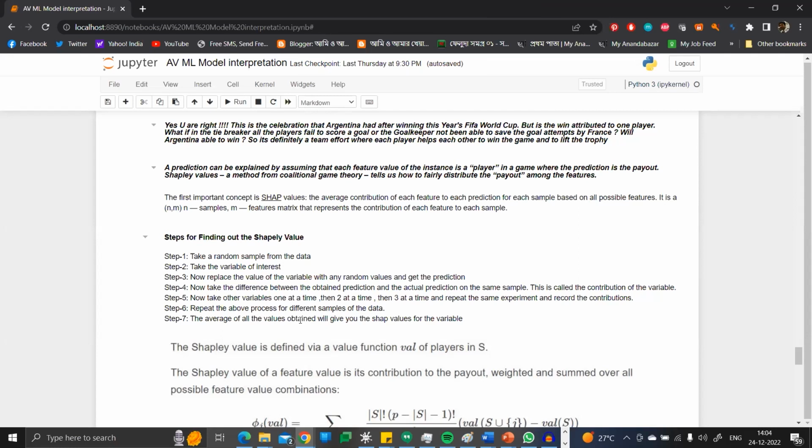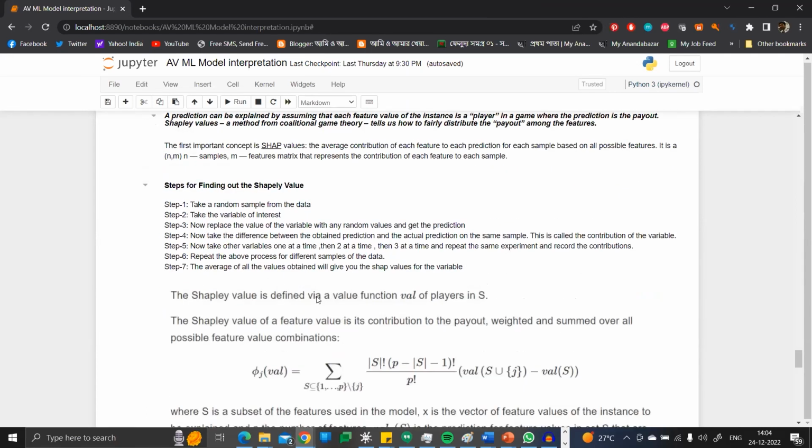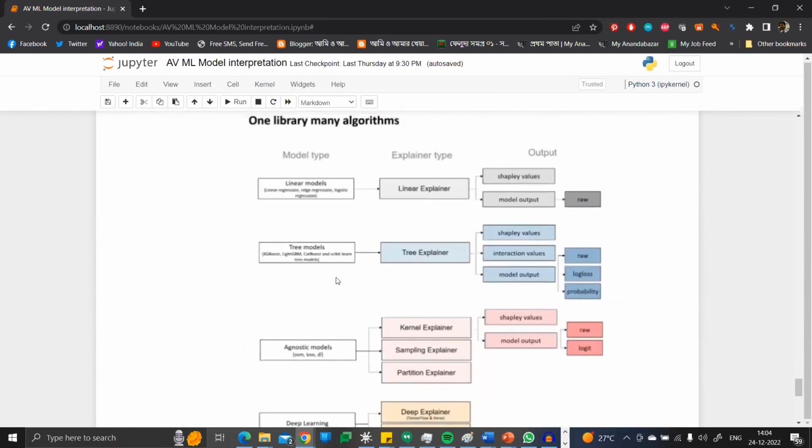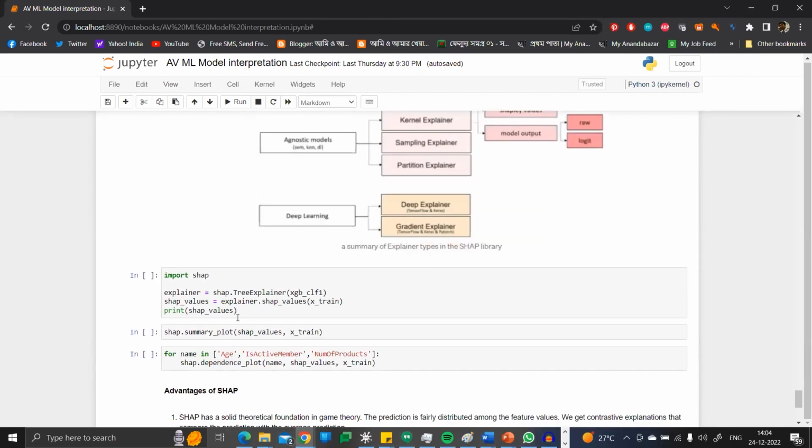And these Shapley values, you can create different forms out of it. I will show you some of the forms. And see what the different models are that it can be done for. A linear model can be done by linear explainer. Tree models can be done by tree explainer. Agnostic models like SVM can be done by these explainers. And deep learning can also be done. So all these models are under the purview of Shapley.